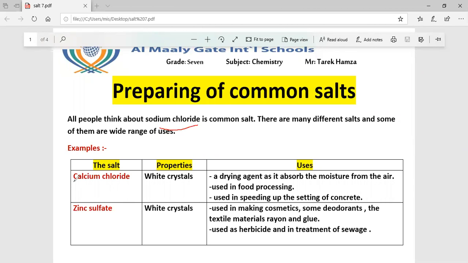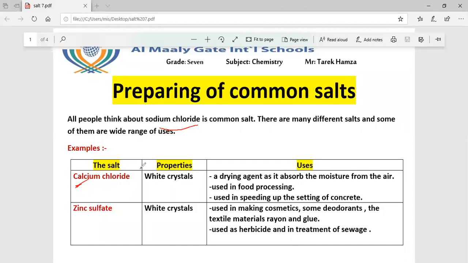Number one, calcium chloride. Number two, zinc sulfate. So common salt is a common name, not related to sodium chloride only. There are many salts other than sodium chloride that are widely used and also very important, like calcium chloride and zinc sulfate.